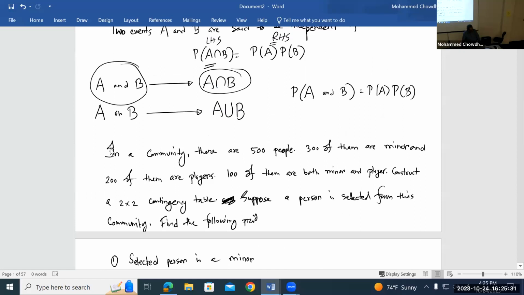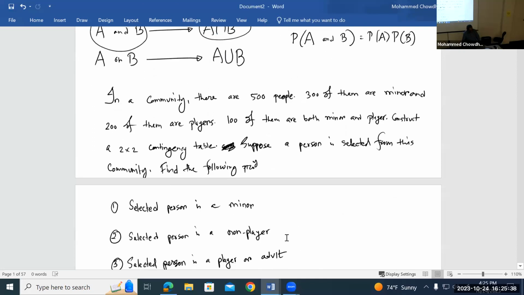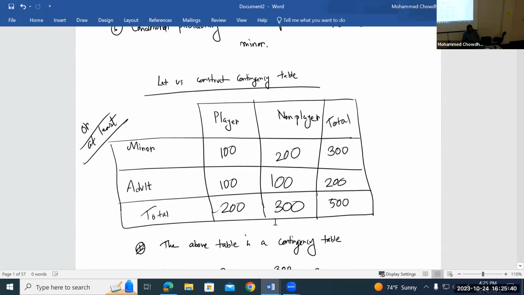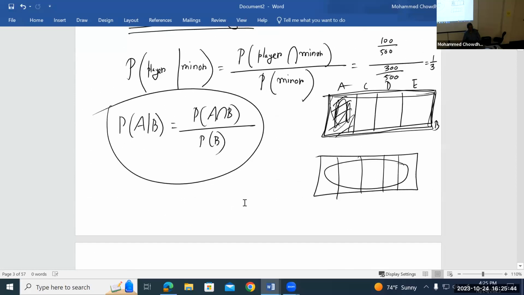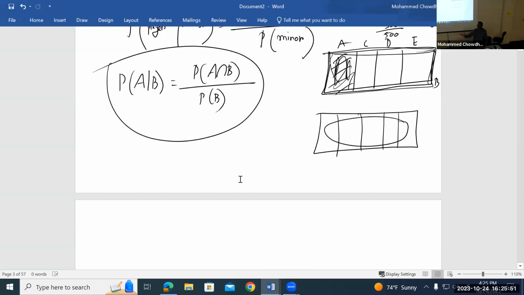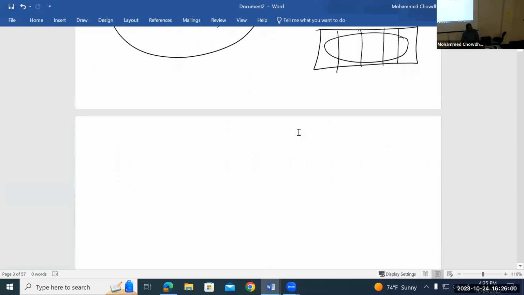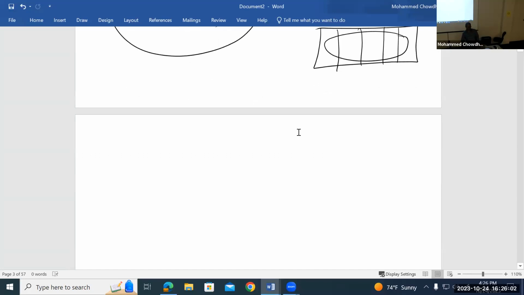I have written the problem in here. In the exam, I will write a problem similar to that. You have to draw a contingency table. From there, you have to solve this type of problem. So everyone now understands what conditional probability is, right? Conditional probability means something already happened. What is the probability that a new thing is going to happen? The selected person is a minor given that he is a player.